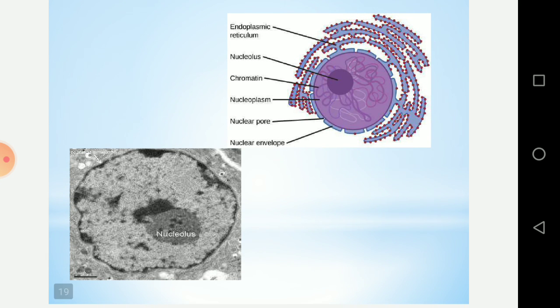This is a basic diagram of the nucleolus and nucleus. It is a prominent structure located inside the nucleus, and it is the site of ribosomal synthesis and also ribonucleic acid and ribonucleoprotein synthesis. So this was all about heterochromatin, euchromatin and nucleolus structure. Thank you.